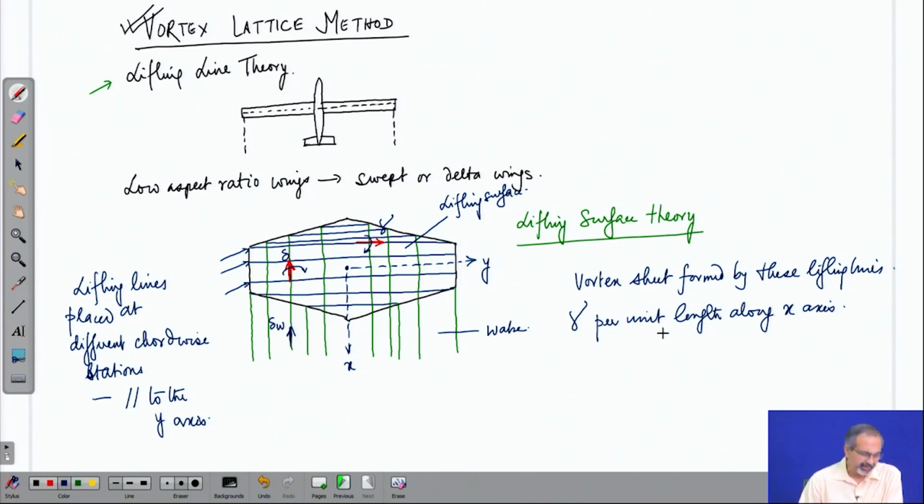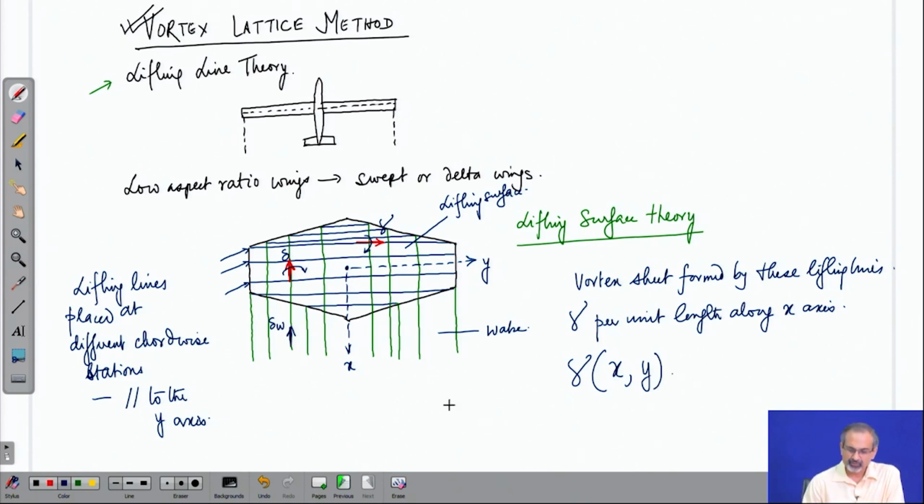Now, by definition gamma varies along y, analogous to the variation of the capital gamma for a lifting line. Additionally, it also varies along x because you are moving from one lifting line to the other, and the strength of each lifting line may be different from the other. Therefore, in general gamma is a function of x and y.